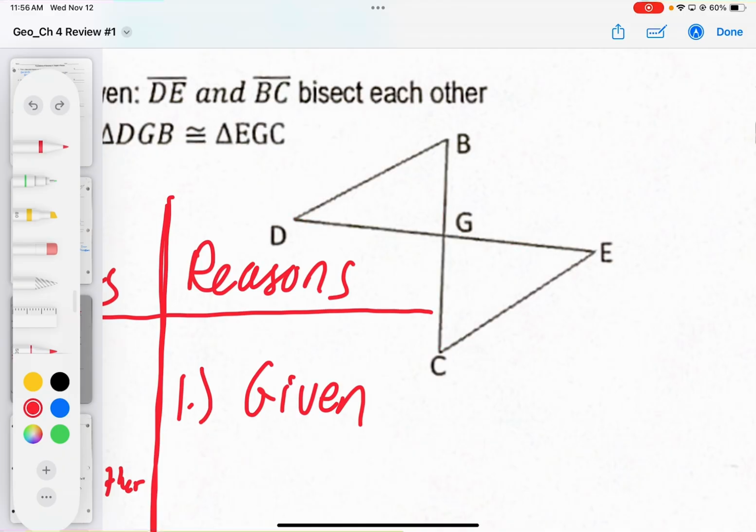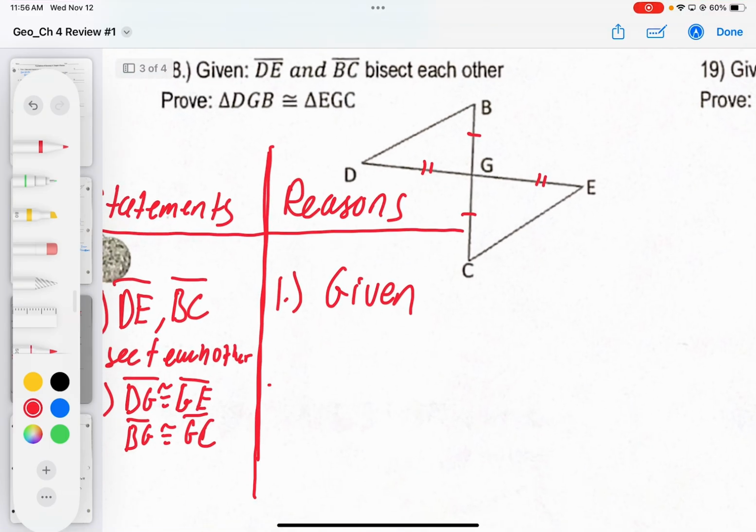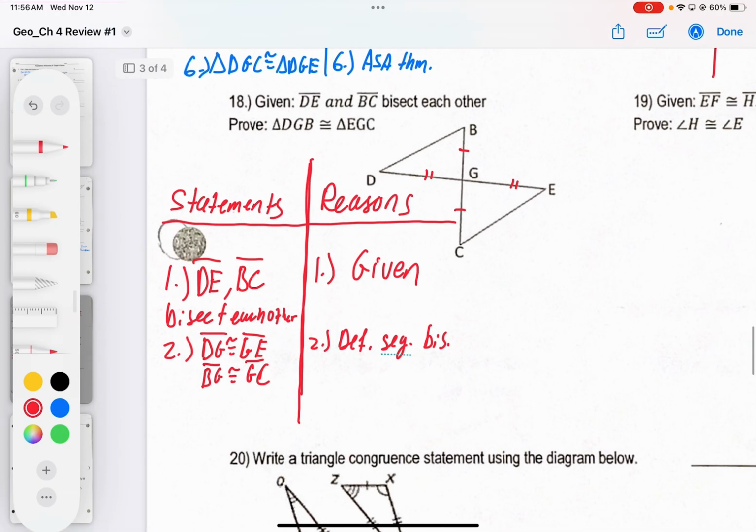Oh, so it'd be, wait, did you say DG and EG? Or is that not right? Yeah. Then the other one would be BG and CG? Mm-hmm. Cool. Definition of segment bisector. All right, so I've got 2 sides.